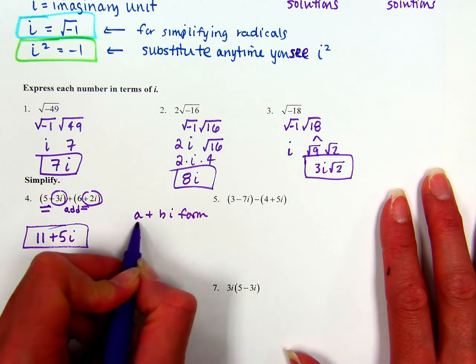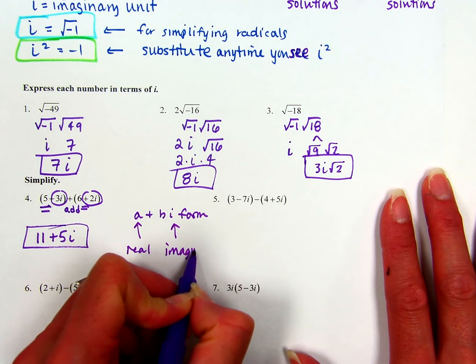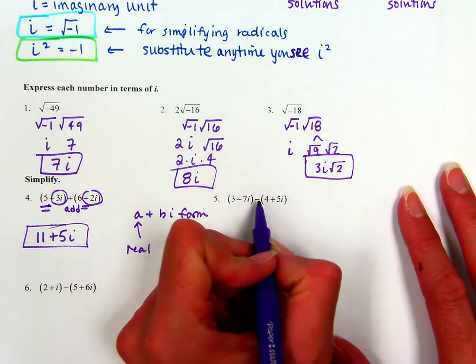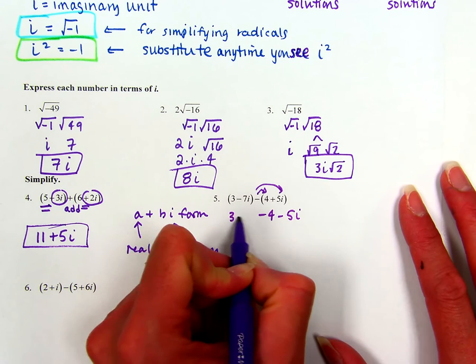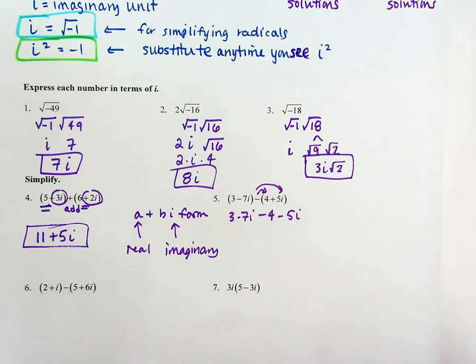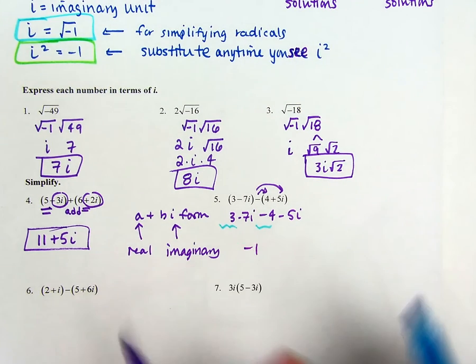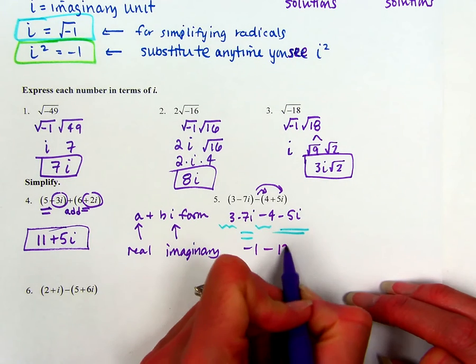So the real part goes first, and the imaginary part goes second. All right, with number 5, we're subtracting. So I'm going to distribute -4 minus 5i. And then I just look for my like terms. So 3 plus -4 is -1. -7i plus -5i is -12i.